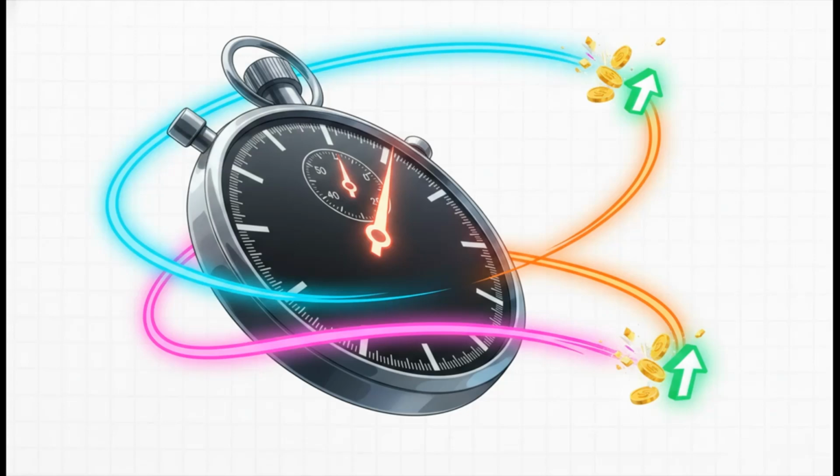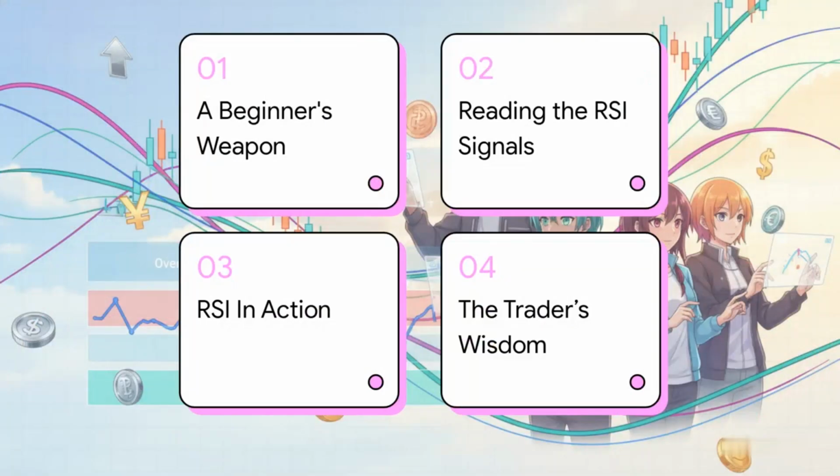We're not talking about some long, drawn-out strategy here. This is all about seeing a signal, acting fast, and getting it done. So here's how we're going to break it all down. First, we'll talk about why this tool is like a secret weapon for beginners. Then, we'll get into the nitty-gritty of reading the signals. After that, we'll see it in action with 3 real trades. And finally, and this is super important, we'll cover the real wisdom every trader needs to hear.